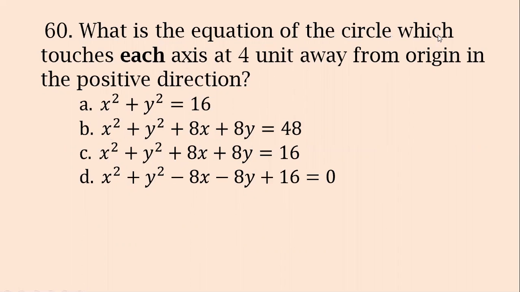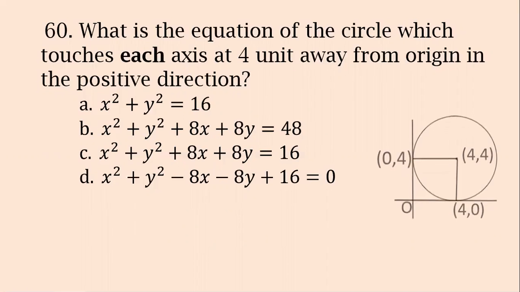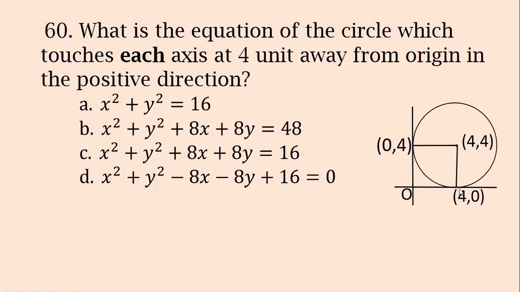What is the equation of the circle which touches each axis at 4 units away from origin? Each axis, that is x-axis and y-axis, at 4 units away from origin. So what are the points? For x-axis it is (4, 0). For y-axis it is (0, 4). It touches both the axes at a point at 4 units away from origin. So this is (4, 0), this is (0, 4).